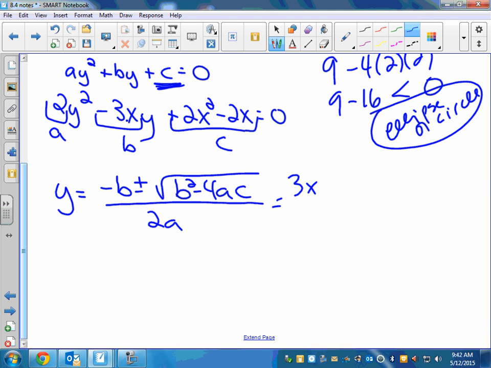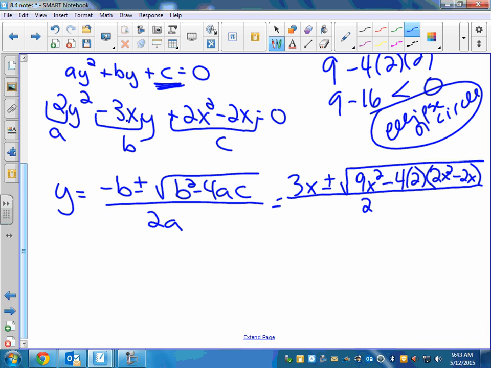Just hold tight. Plus or minus the square root of b squared. You could say parenthesis negative 3x squared, but I'm just going to say 9x squared. Are you okay with that? Minus 4 times a, which is 2, times c, which is 2x squared minus 2x. 4ac. All over 2 times a. Do you see where I'm getting those numbers from?